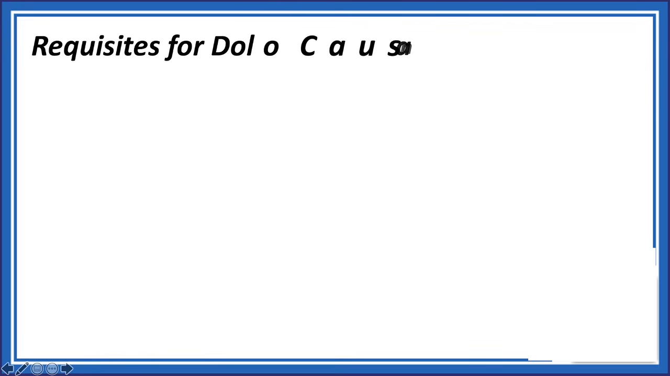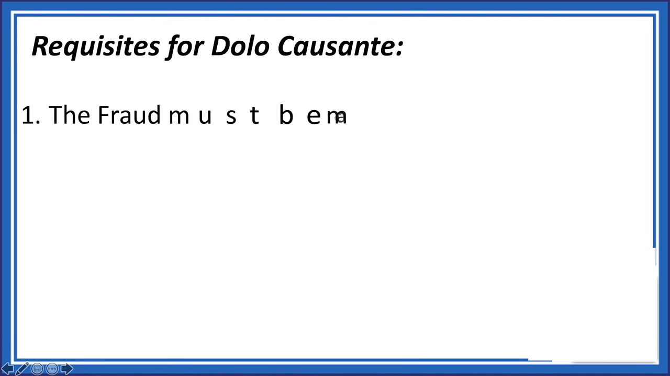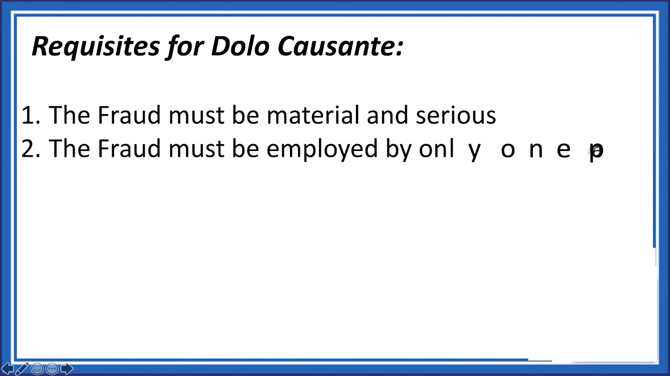So, what are the requisites for dolo causante? Kumbaga, first, the fraud must be material and serious. That is, yun nga, it really induced the consent. Yun talaga yung reason which na-induce yung isang party to enter into that contract. Now, second requisite, the fraud must have been employed by only one of the contracting parties. Kasi pag yung dalawa committed fraud, then the contract would remain valid.